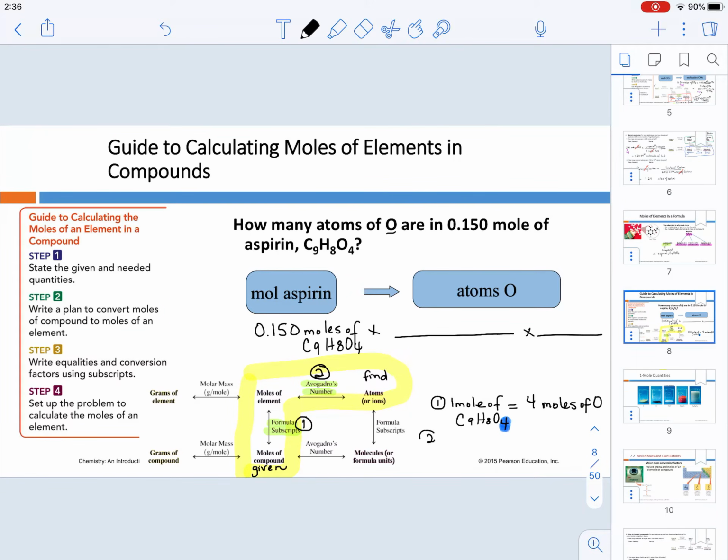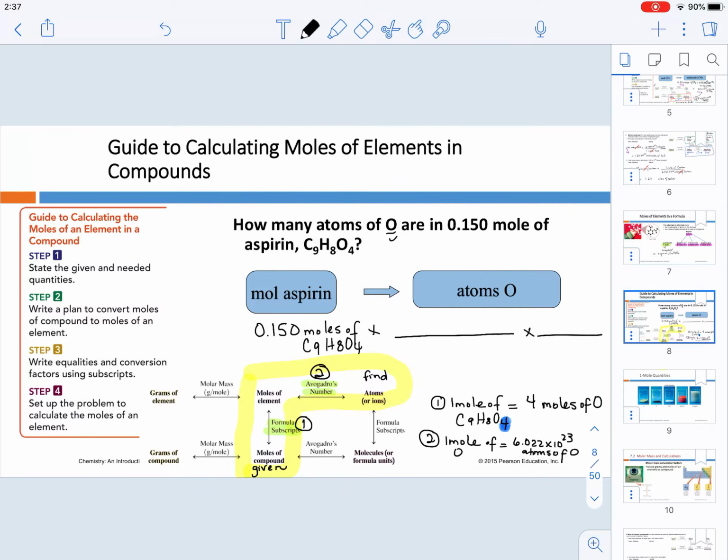Now, in my second conversion factor, I'm going to be utilizing Avogadro's number, but as you can see, I'm talking about the element that I'm interested in, so oxygen. So in 1 mole of oxygen, that is going to equal 6.022 times 10 to the 23rd atoms of oxygen. So now that I have my two conversion factors, I can set up the problem.